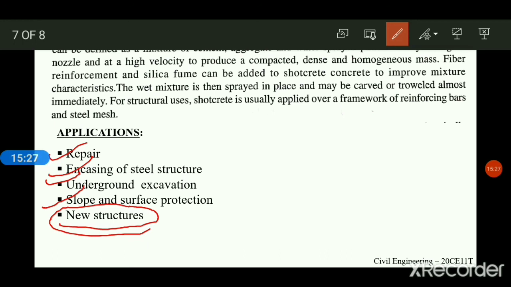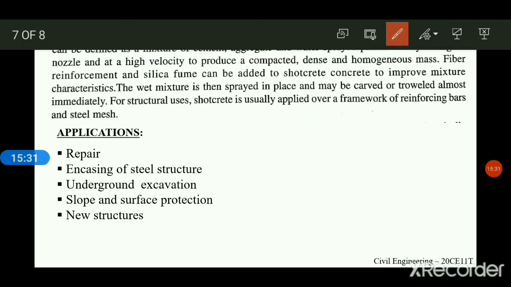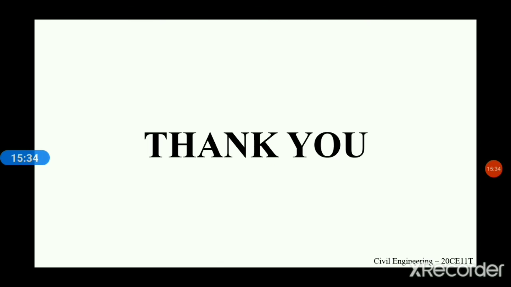So we discussed the applications of epoxy resins and what exactly epoxy resin is, the applications of non-shrink grout and what exactly non-shrink grout is, and shotcrete and its applications. Thank you.